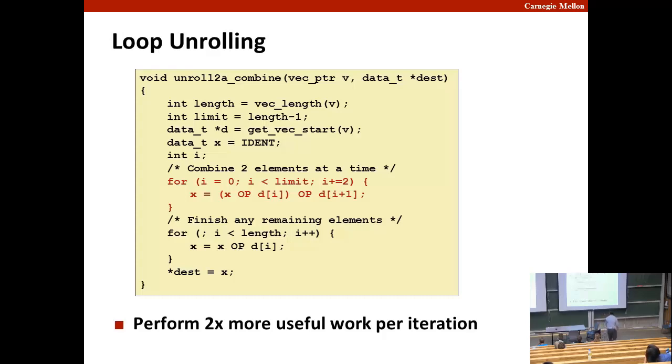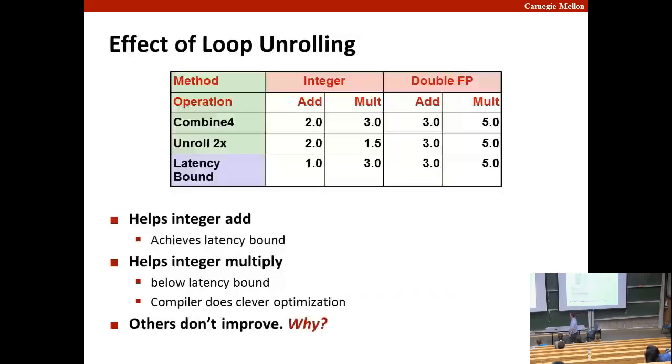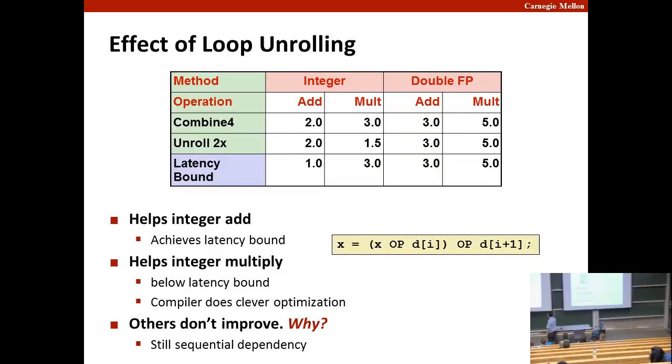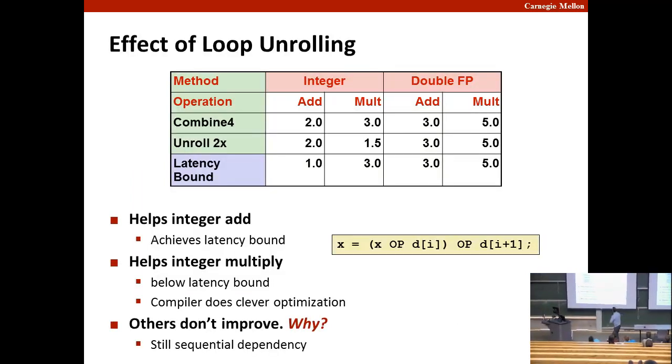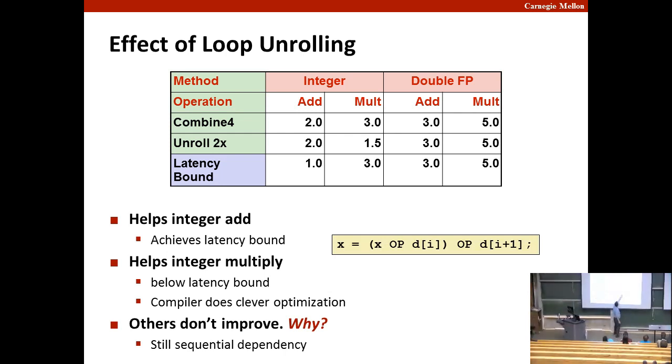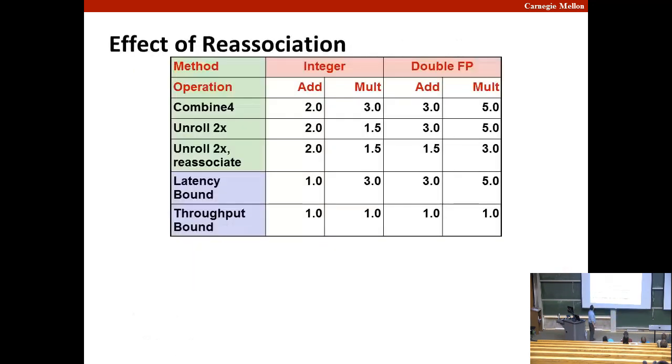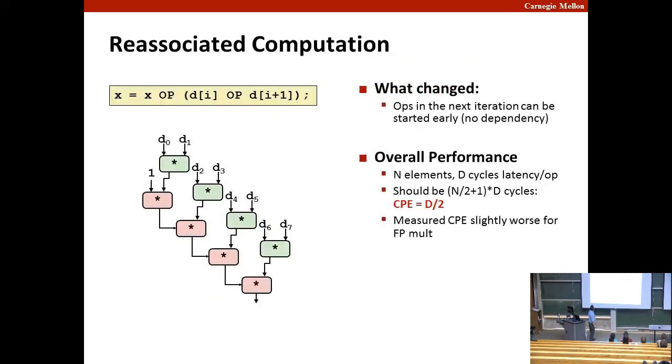Okay. If we unroll this loop, x times d_i times d_i plus 1, something like that. And do more work per iteration of the loop. Do more work in parallel. Now we can find that this achieves a better latency bound. Let's take a look at why. Should have a slide here. Here we go.